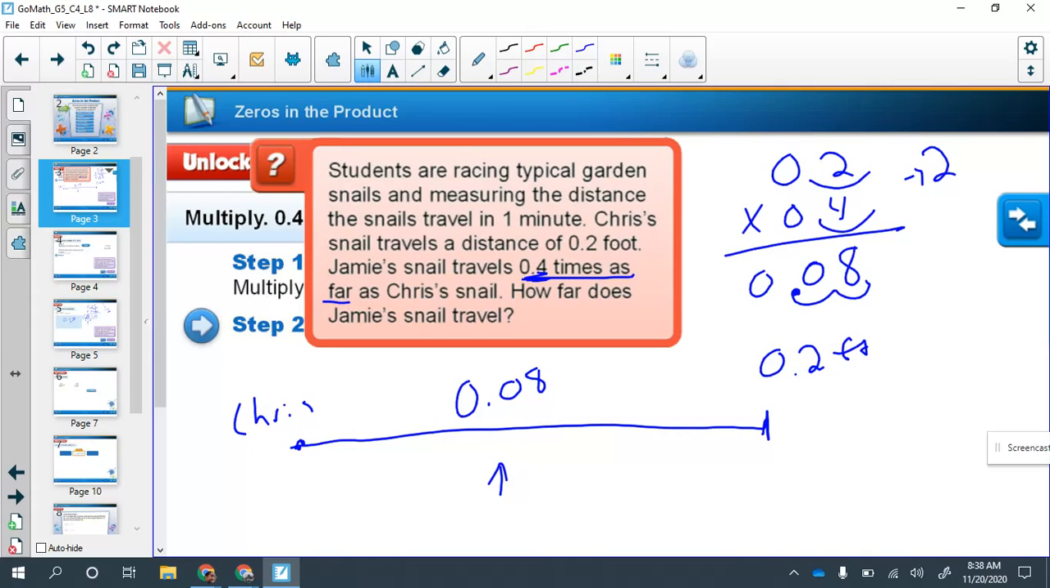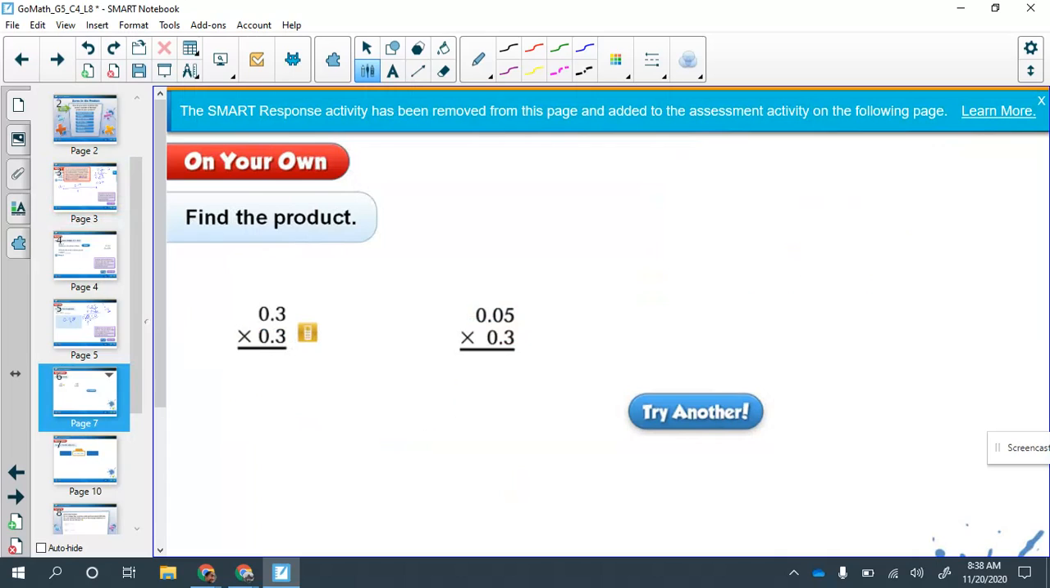So hopefully that makes some sense. Let's try a couple more problems and see how it goes. All right, let's take a look at this one here. Pause the video, give it a try, come back and see how you do. And why don't you go ahead and try both of them.